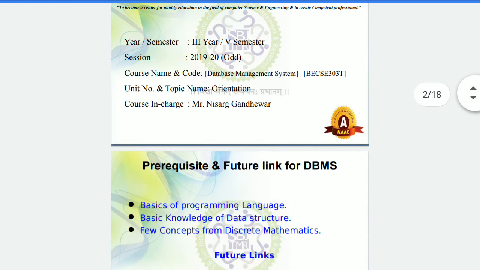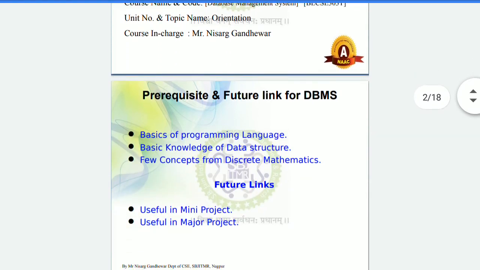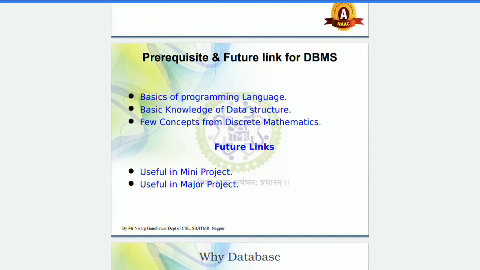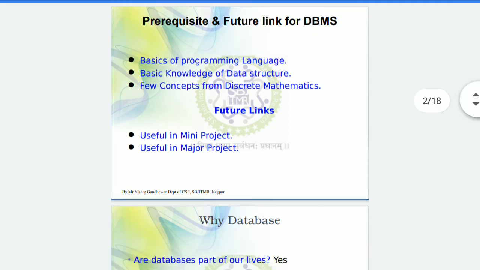So we'll start with the prerequisites of this subject. In order to learn database management system, you should have basics of a programming language, because in this subject you are going to learn a language called Structured Query Language, which is also one of the programming languages used in databases. So you require the basics of C, C++, meaning you should know how to write a program. Then next is basic knowledge of data structures.